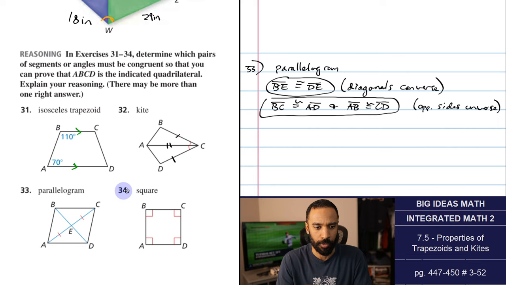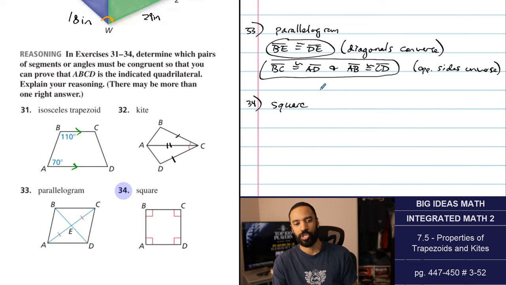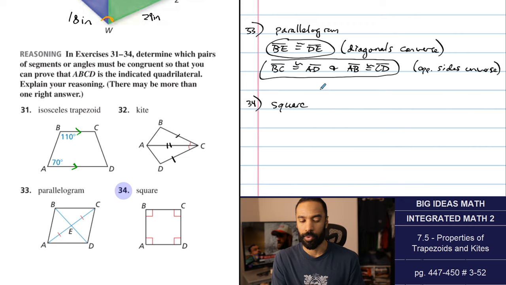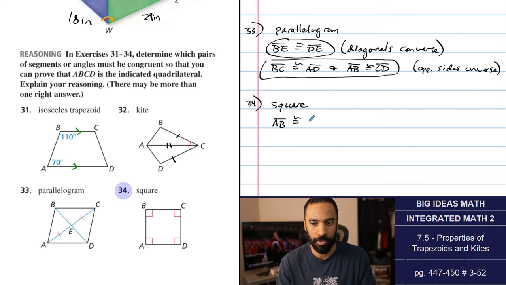Number 34, square. I mentioned this before, I really need to show that one set of consecutive sides is congruent. I don't need to show all sets of sides are congruent here because I already know it's a rectangle, and a rectangle already has opposite sides congruent. I just need one set of consecutive sides, such as segment AB congruent to segment BC.